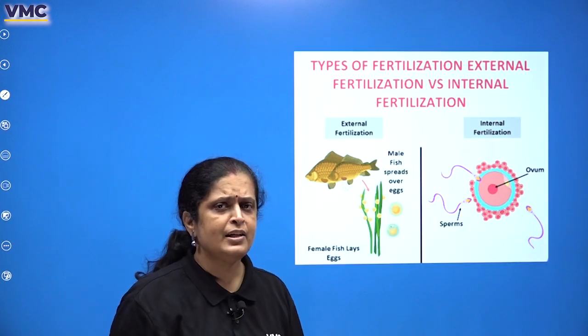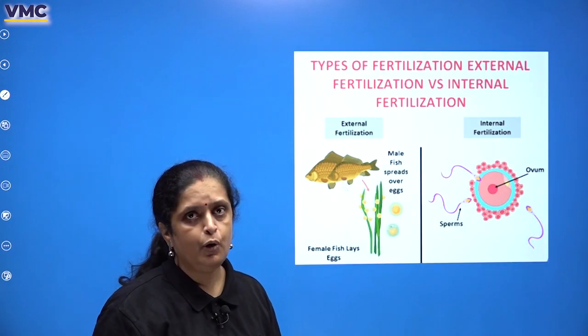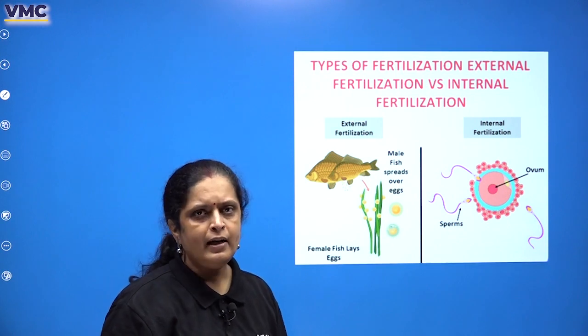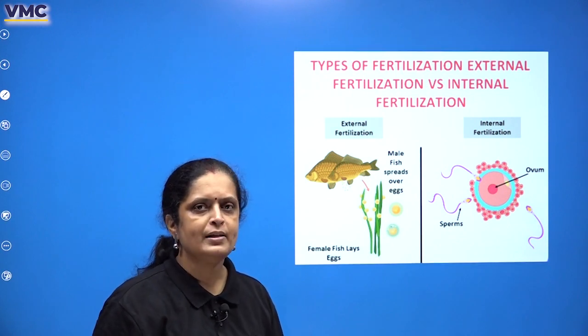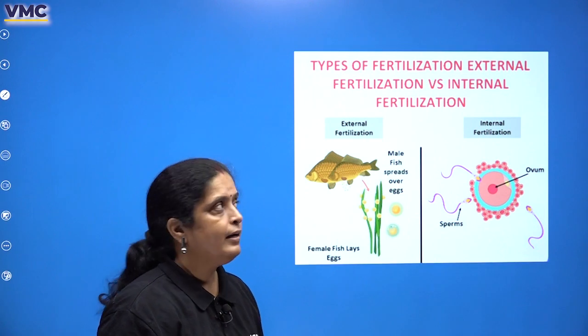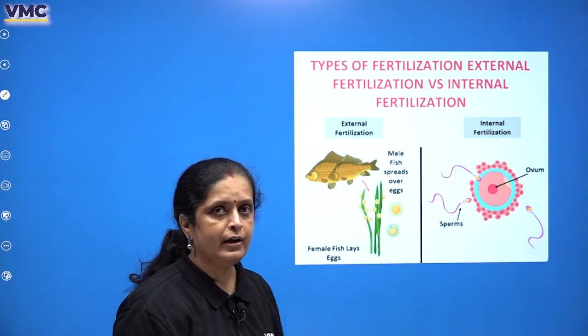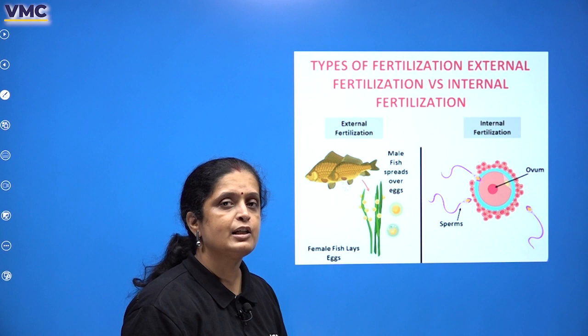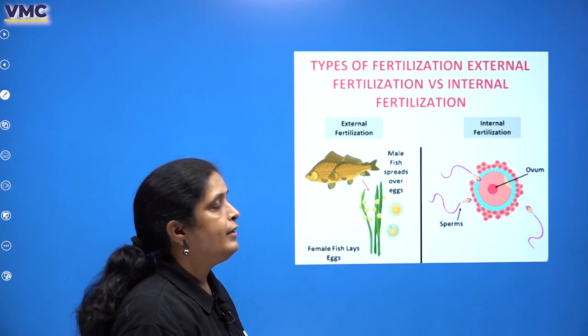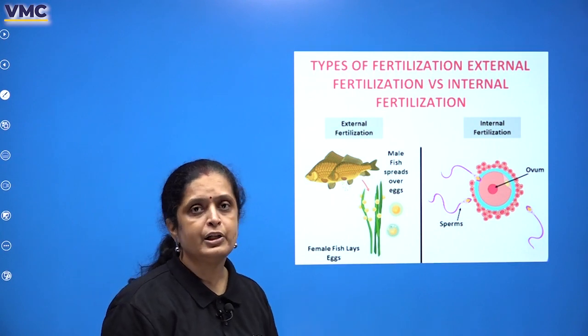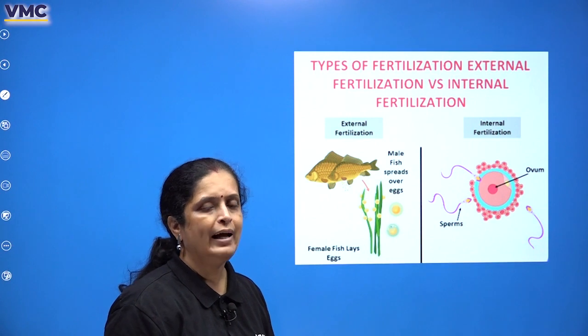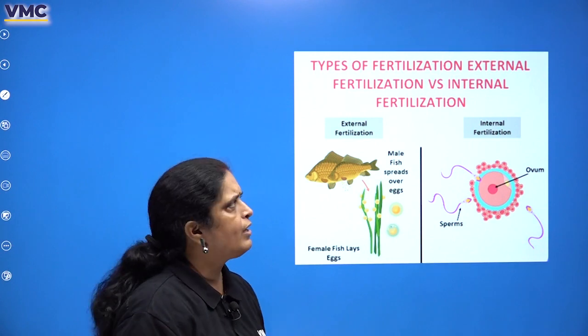Do all fertilization occur internally? No. In humans and other mammals around you, you must have read that it is internally fertilized. The fertilization in humans takes place internally. But there are animals like the fish and the frog which do external fertilization. Now what does this mean?